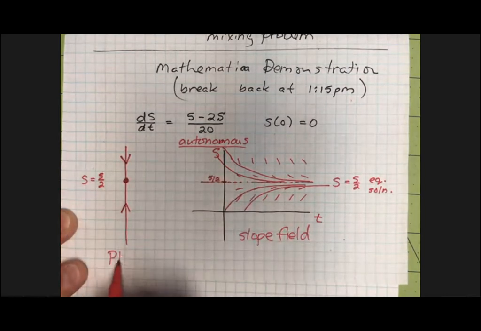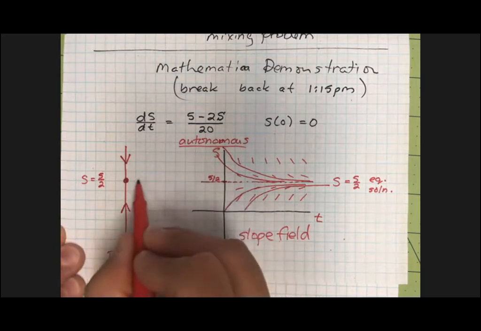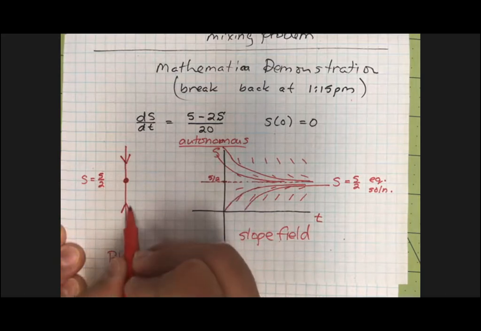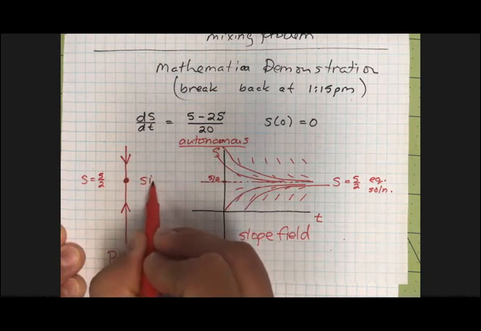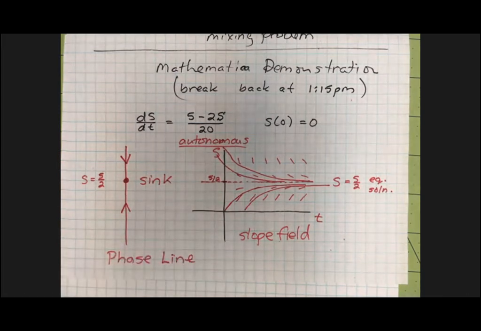And remember last time we ended by saying this is what we call a phase line. Now we attached vocabulary to this, this phase line, this equilibrium point that absorbs solutions on both sides. This is from physics. We borrow this word sink, like sink of electric field, magnetic field.